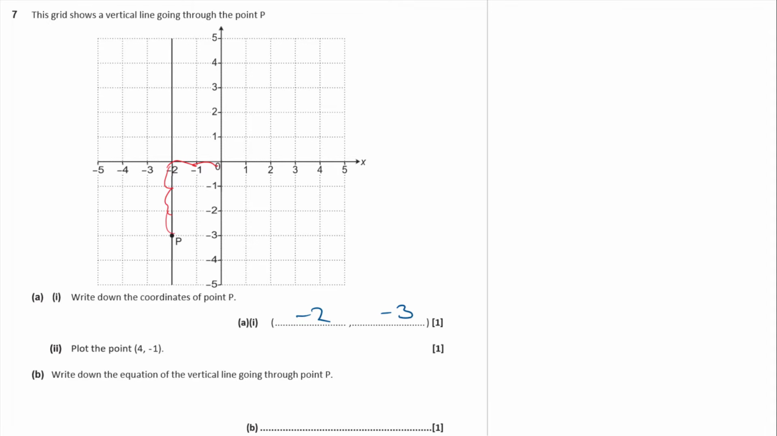And plot the point 4, -1. So get rid of that. 4, -1 would be 4 along and -1 up. So that goes to there then, doesn't it? So that's my point there.